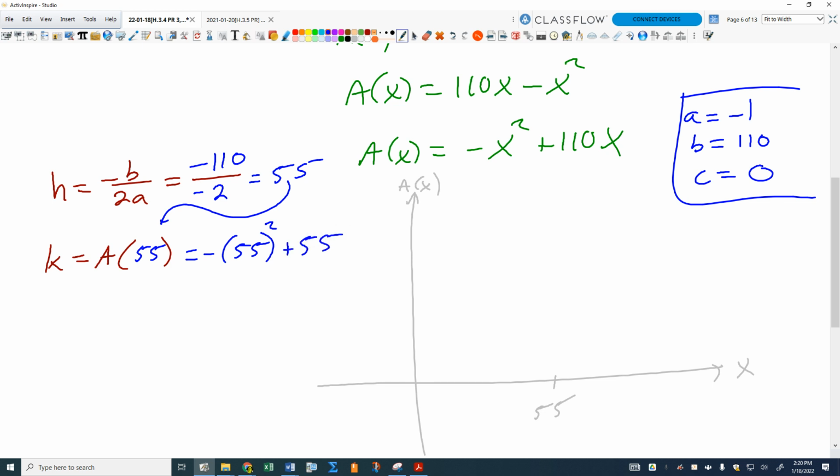Plus 55 times 110, and what's that going to give us? Oh boy. 2,500. Somebody do that in your calculator. I don't feel like doing this in my head. 2,500 plus 250.